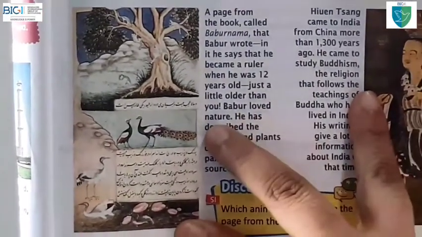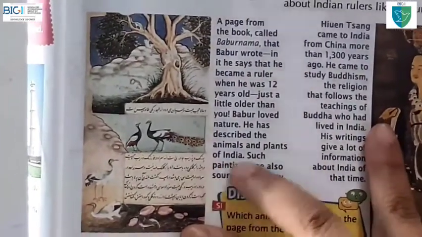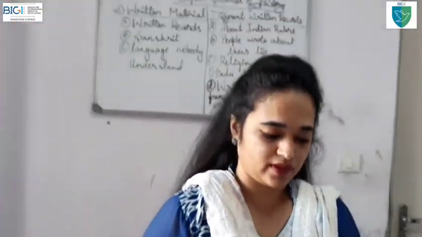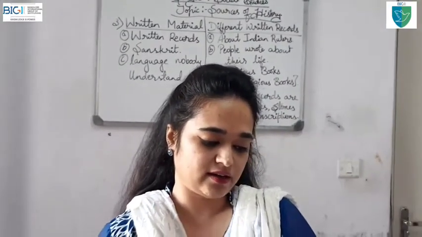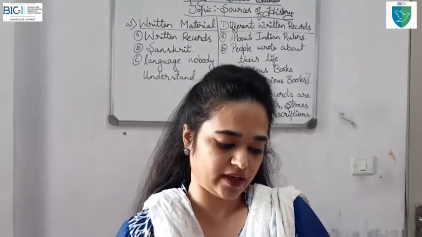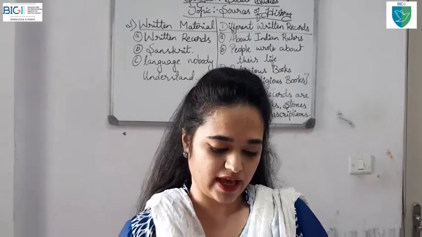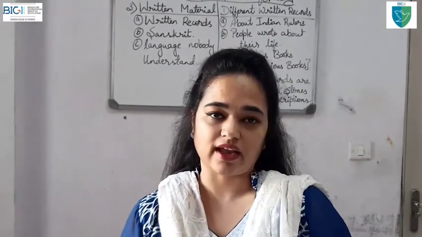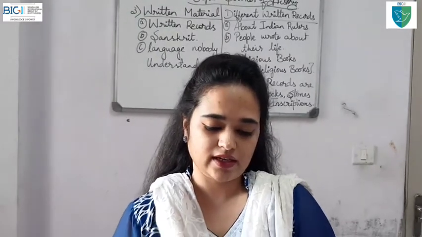Then Babur loved nature. He has described the animals and plants of India. Such paintings are also sources of history. So in this, what do you come to know? The Babur Nama was written in Urdu. In that it is said that Babur was only 12 years when he became a ruler, and he has described the animals and plants of India through painting, and even that is a source of history. Okay? Yes. Let's turn the page.